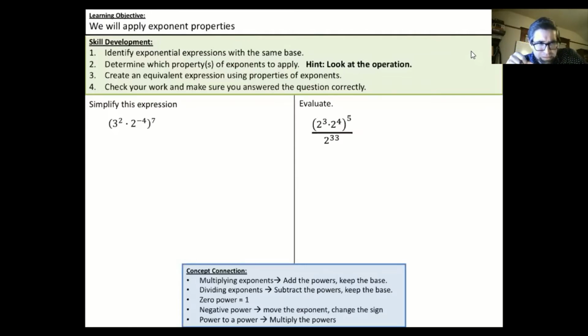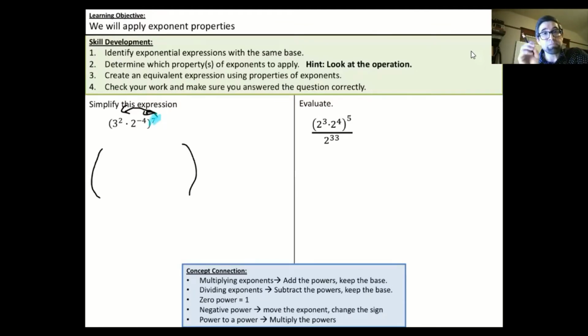Well, in this particular example, I see that I do have a power being raised to a power. This 7 on the outside of this exponential expression, let me clear that and highlight it instead. This power on the outside is raising the inside of the parentheses to that 7th power. So let me rewrite this expression a little bit larger so we can see what's happening. This 7 is going to be distributed to both of the powers inside the parentheses.